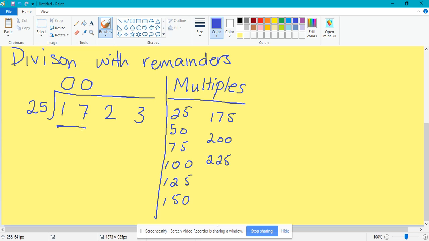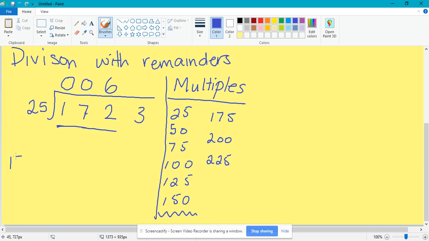Now we're going to look at 25 into 172. Let's take a look at our multiples. Do we see 172? No, but I see 175, which is just 3 greater than 172. So we know 172 fits in somewhere there. How many multiples are before? 1, 2, 3, 4, 5, 6. Okay, so we're going to write our 6 up there. Okay, so 25 times 6, we can put down here, we know is 150.